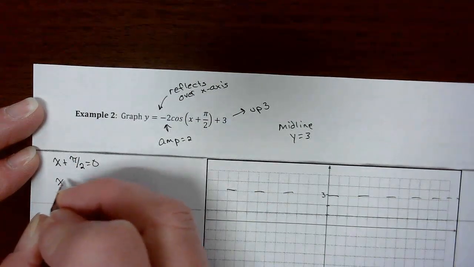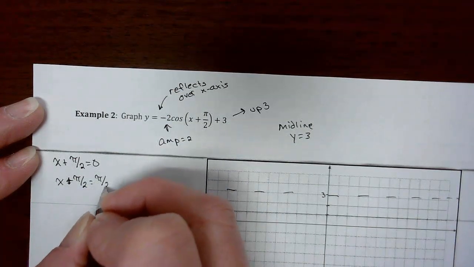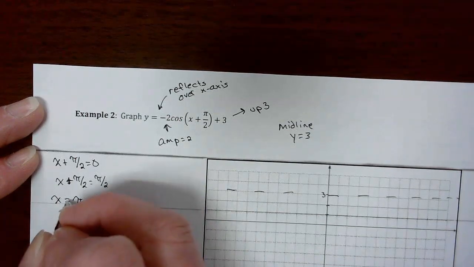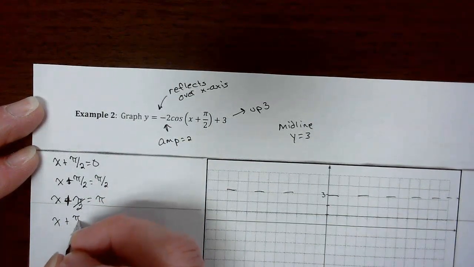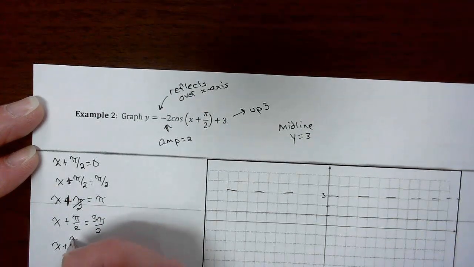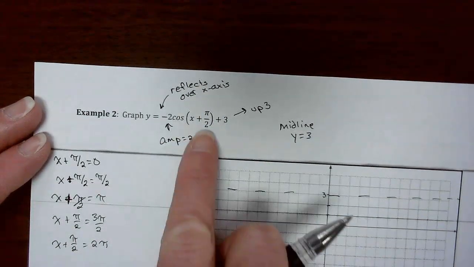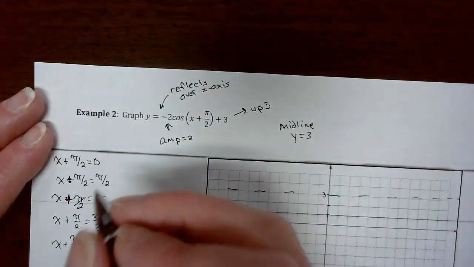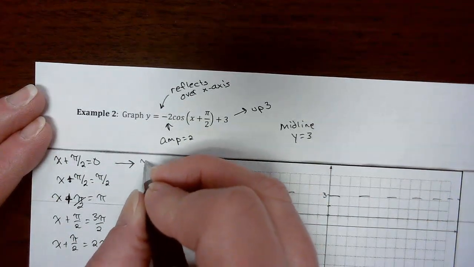Now I need to find my x values that I would mark on my x-axis. So I'm going to set what's in the parentheses equal to my 5 main x values. X plus pi over 2 equals 3 pi over 2, and x plus pi over 2 equals 2 pi. Now, if you remember your transformations, x plus pi over 2 is moving the graph left pi over 2, but by doing it this way, we're going to make sure we have the right values.